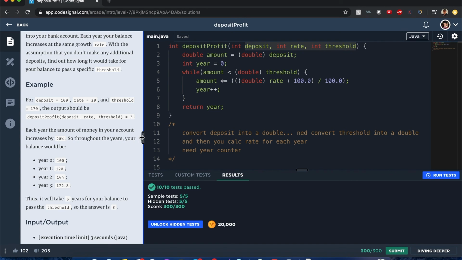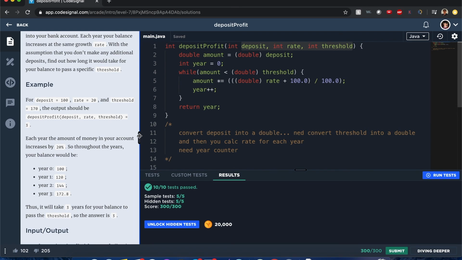Oh my gosh, my math is terrible. I'm doing this at around 2 a.m., guys, so please forgive me for my rambling.